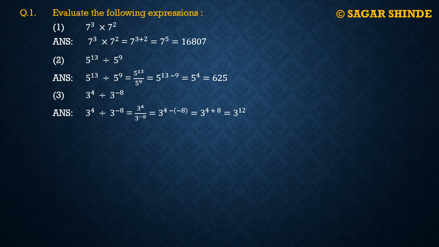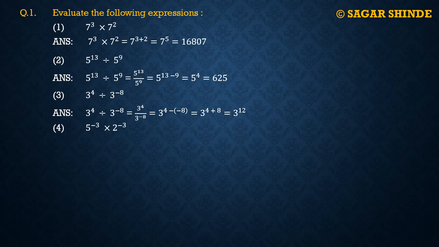Okay, so that is nothing but 3 raised to 4 minus will become plus 8. So 3 raised to 4 plus 8, which will give us 3 raised to 12, which is the answer of this question. This is also exactly the same question like the previous one. Third question, the fourth one, 5 raised to minus 3 into 2 raised to minus 3.